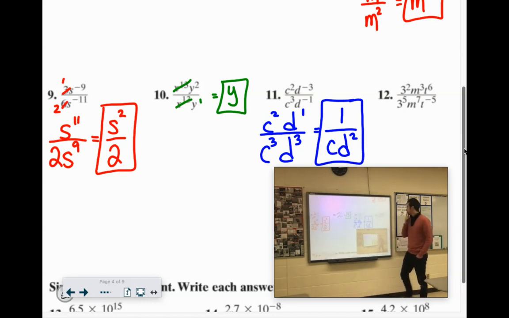All right. 3 squared over 3 to the 5th. There's more 3's in the denominator. So if we subtracted that, it would be 3 to the 3rd in the denominator.